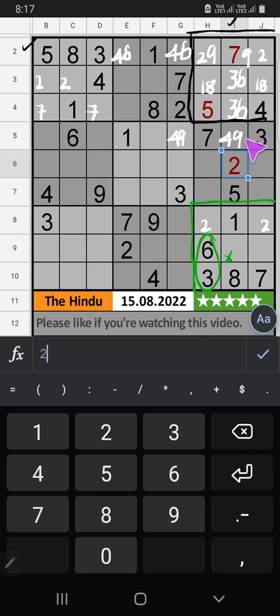Then column I, 2 numbers are remaining, 4 and 9. It will come in one of the 2 cells. We will confirm later. Column G and 10th row, we have 3. So 3 can't come in these cells. Then 3 is confirmed here. Column F, we have 3 and 9. So 3 and 9 can't come in these cells. It will come in one of the 2 cells. We will confirm later.